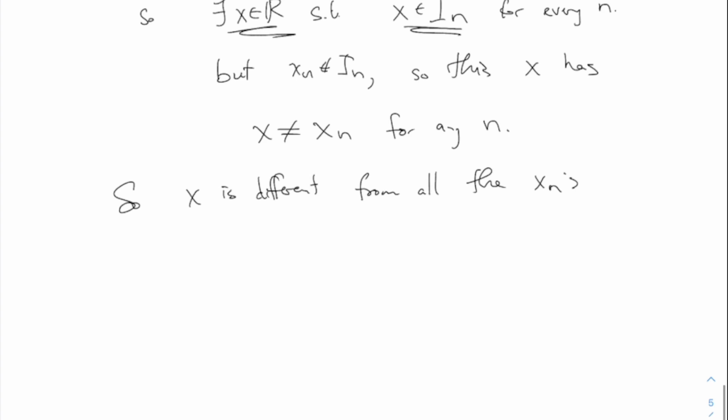I didn't quite finish writing. X is different from all the xn's, and this contradicts the fact that R equals x1, x2, etc., right? Because we began by assuming that every real number is on the list. We then found a number which is not on the list. That's the contradiction, all right?